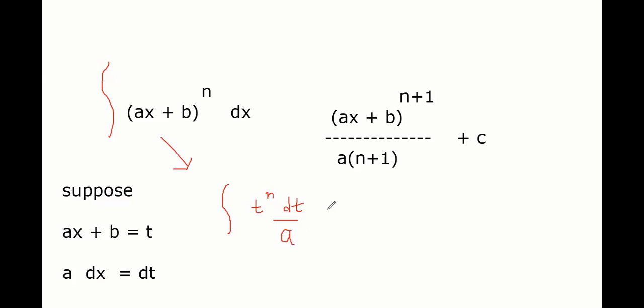Integration of t to the power n dt is what? Agree? t to the power n + 1 by n + 1, and the a extra outside. So I'll say a outside. Let me write this. Correct? And when you substitute again t equal to this, you get this or not, guys? That is the point. So integration doesn't work like differentiation for ax + b.